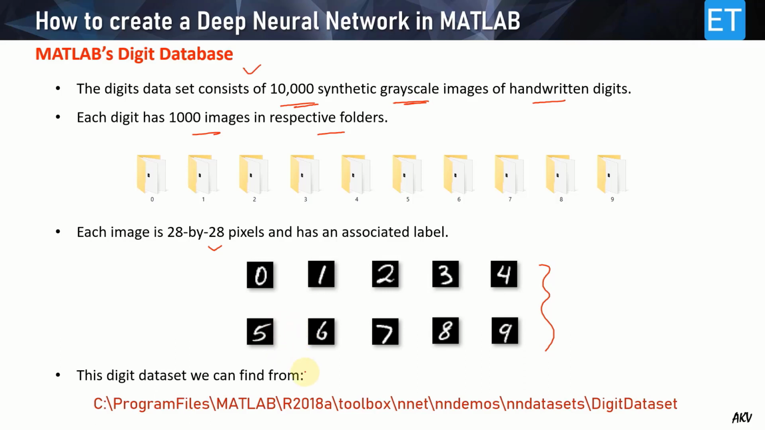And this digit data set you can find in the following MATLAB directory. You go to the installation folder of MATLAB. From there you go to the toolbox, and then NNet, NN demos, and then NN datasets. There you can find this digit dataset. So let me explore this for you.